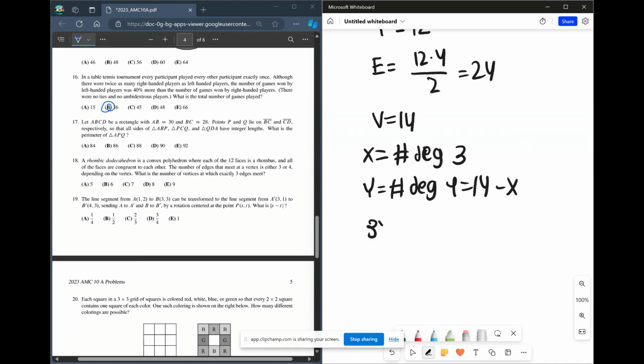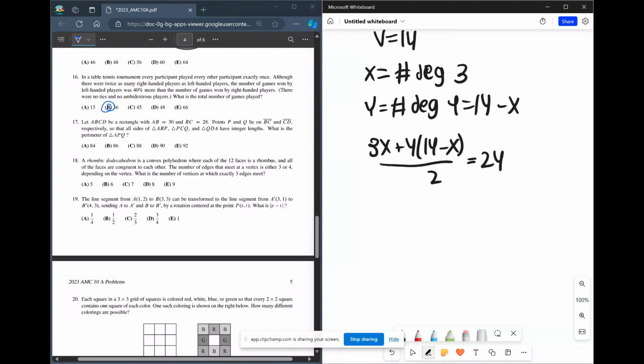So that means that (3x plus 4 times (14 minus x)) over 2 is equal to 24. Simplifying a bit, we get 56 minus x is equal to 48, so x is equal to 8. Answer choice D. And this should be answer choice A here.